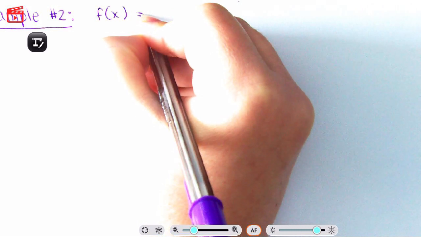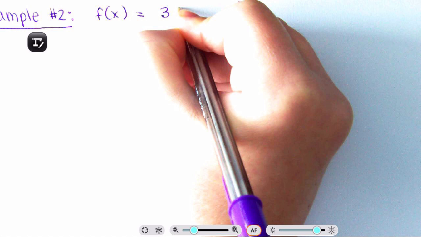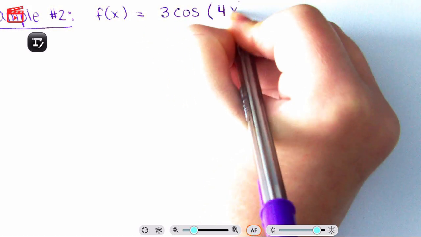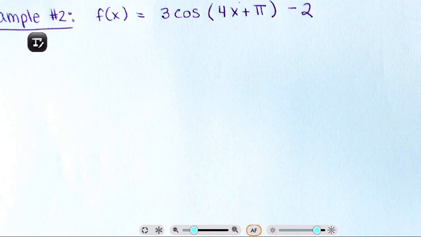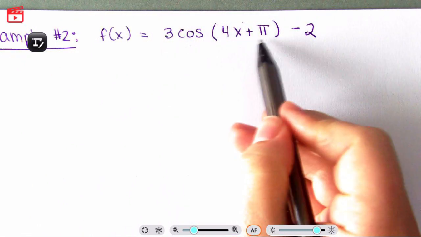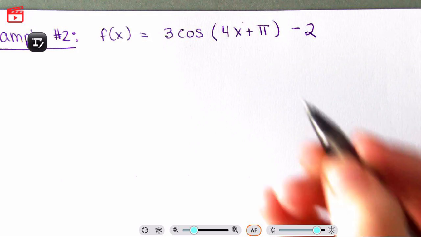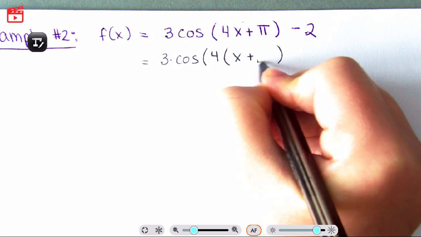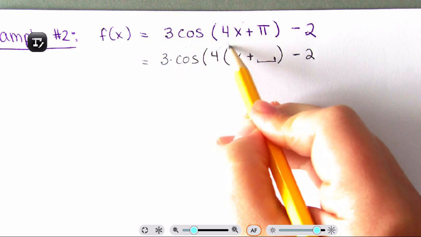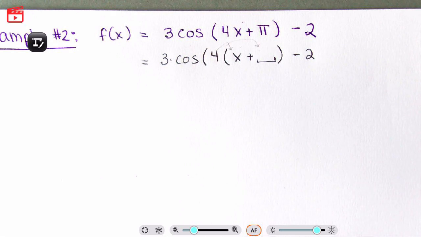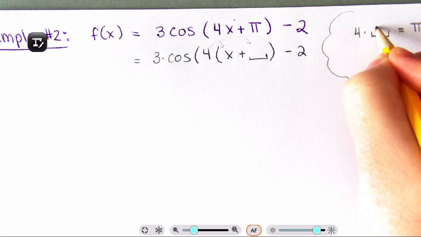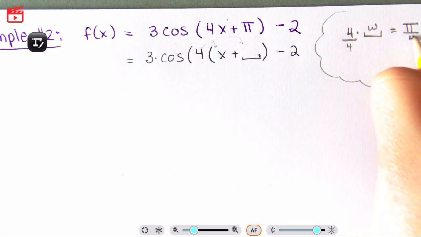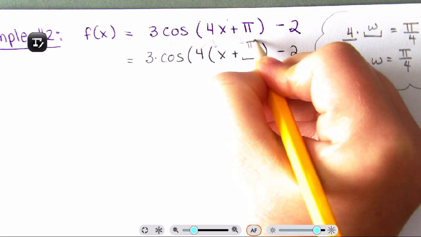And again, we want cosine, so let's do this. F of x is equal to 3 cosine of 4x plus pi, minus 2. Whenever you see something like this and b is not factored out, you have to factor it out. So I have 3 times cosine, factor out that 4, x plus something, minus 2. If you were to distribute that 4, what does 4 have to multiply by in order to get pi? That's our first thinking bubble for this question. 4 times what is pi? Let's make this a variable, w. I'm going to divide by 4 on both sides. So w is equal to pi fourths. So this is pi fourths.